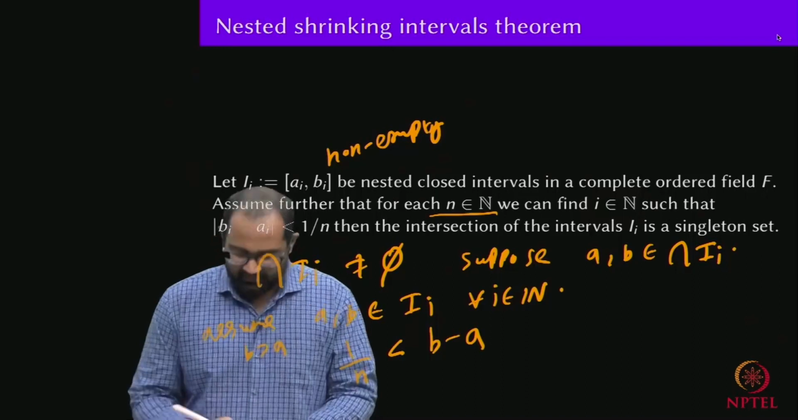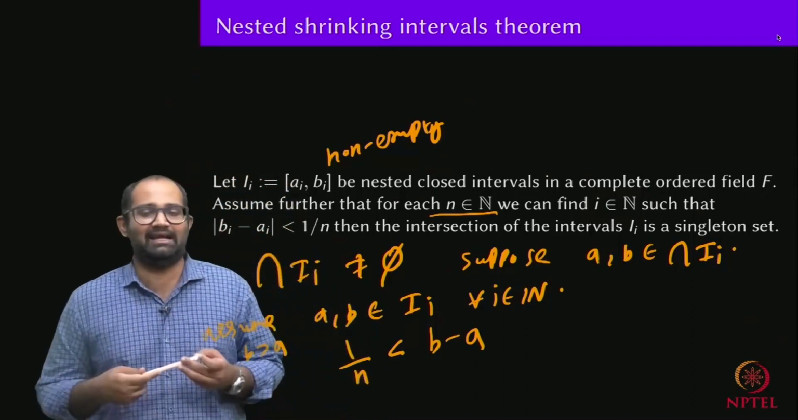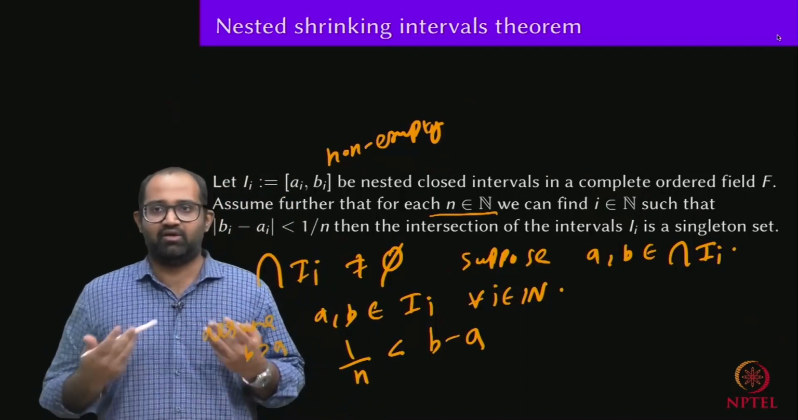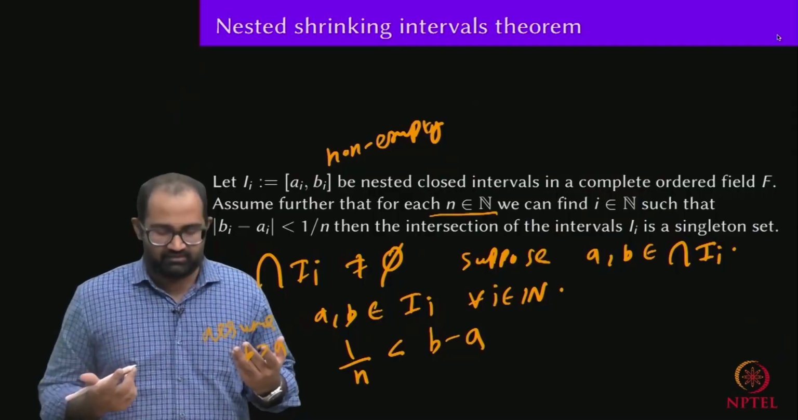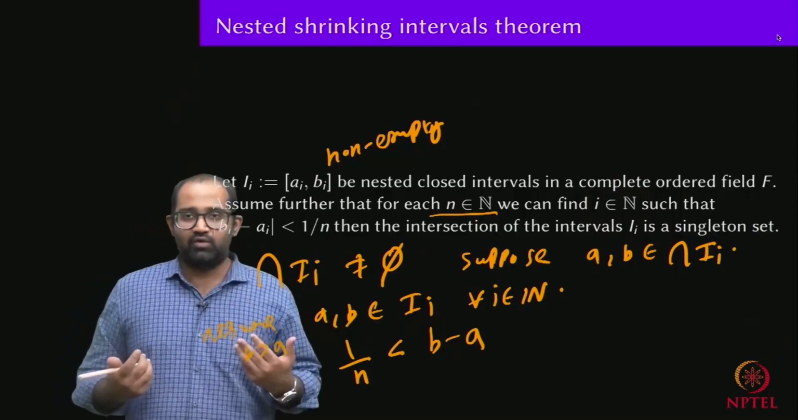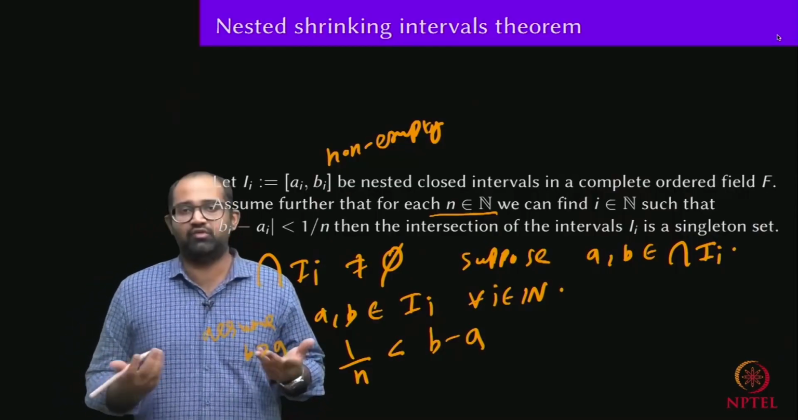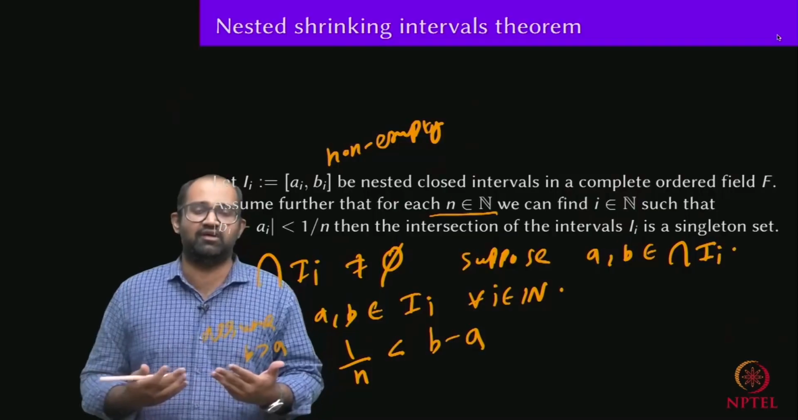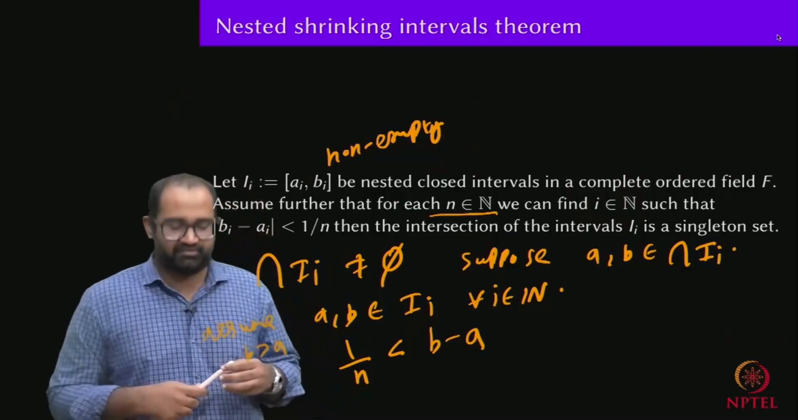b is greater than a. That's without loss of generality. Either a is less than b or b is less than a, because I am assuming that there are two different elements in the intersection. I am going to show that both are the same. So assume that there are two different elements. I can also assume b is greater than a. If a is greater than b, just reverse the roles of b and a. Just give them the opposite names.